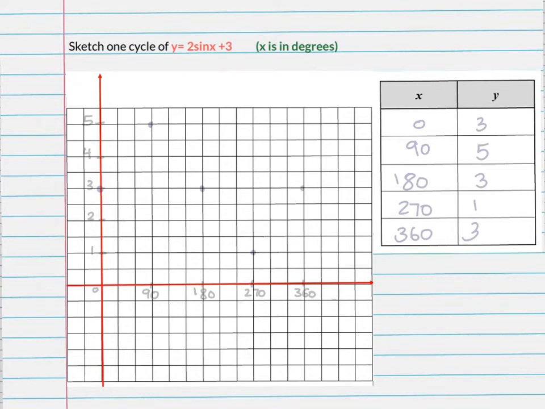Now we need to connect the points to obtain the graph. As you can see here, the graph has a period of 360 degrees and has an amplitude of 2. Let's verify it using the formula. The amplitude is equal to 5 minus 1 divided by 2, and that's 4 over 2, which is 2. So the formula of the amplitude also verifies the amplitude that is found by the absolute value of a, which is the absolute value of 2, equals 2.